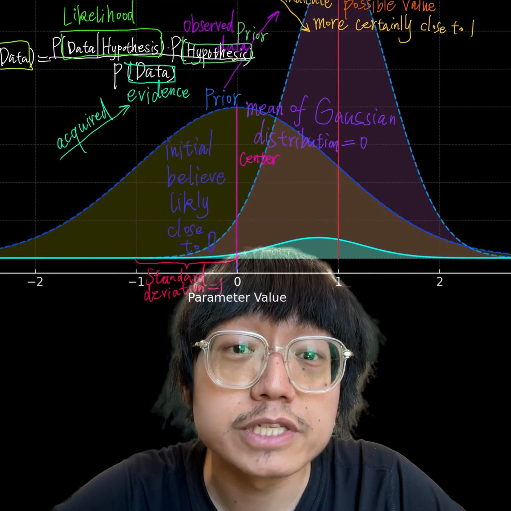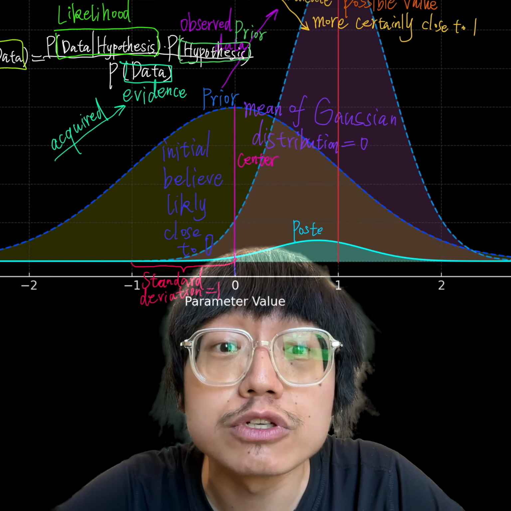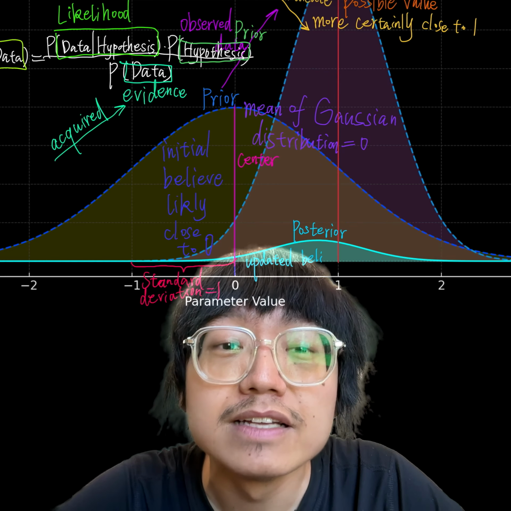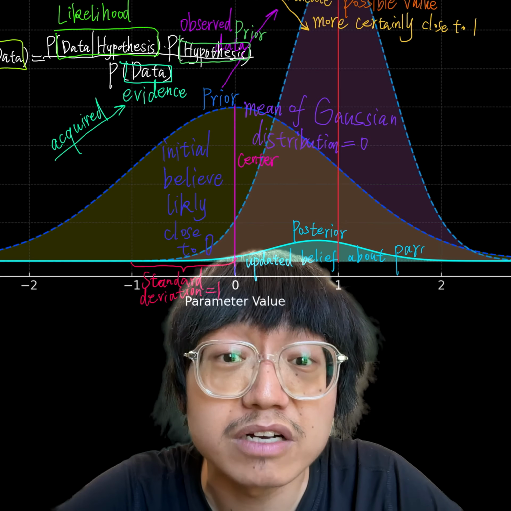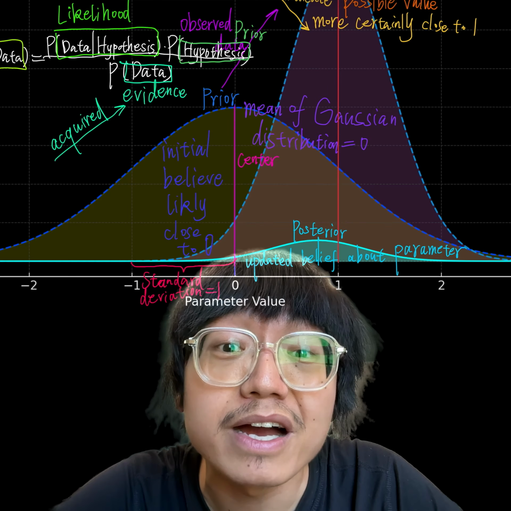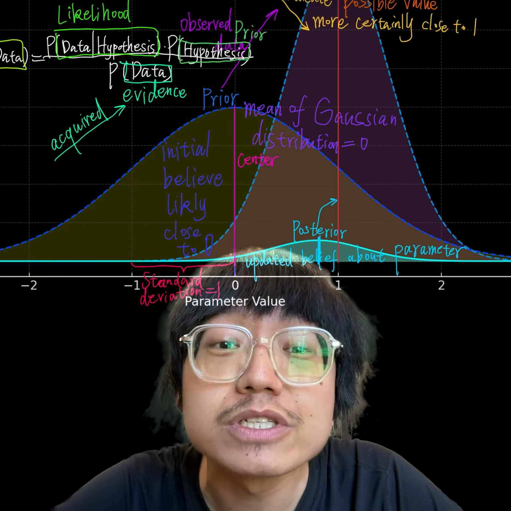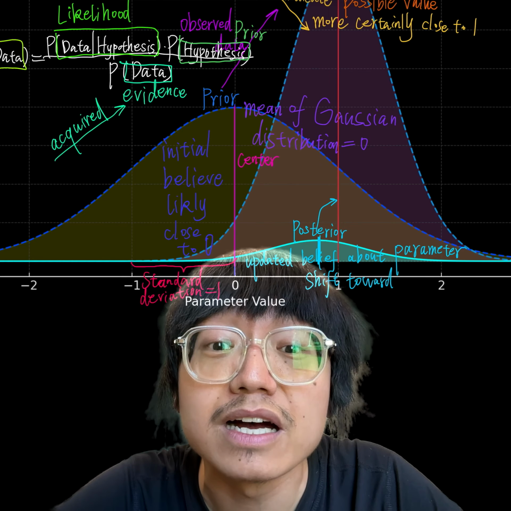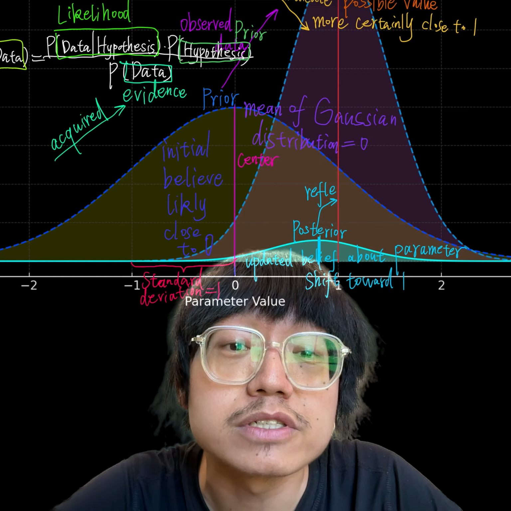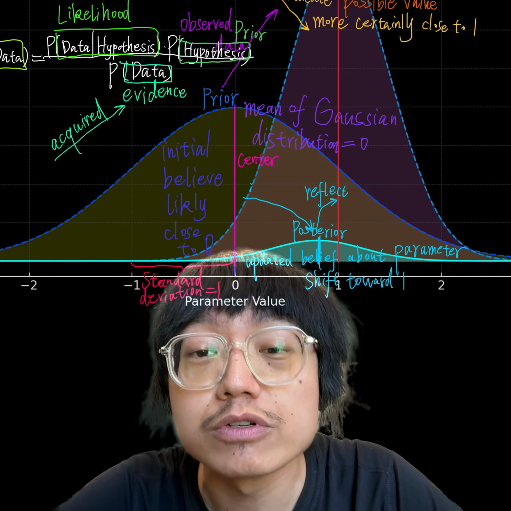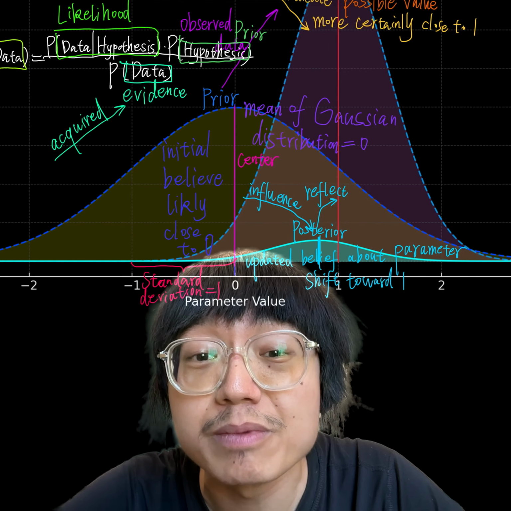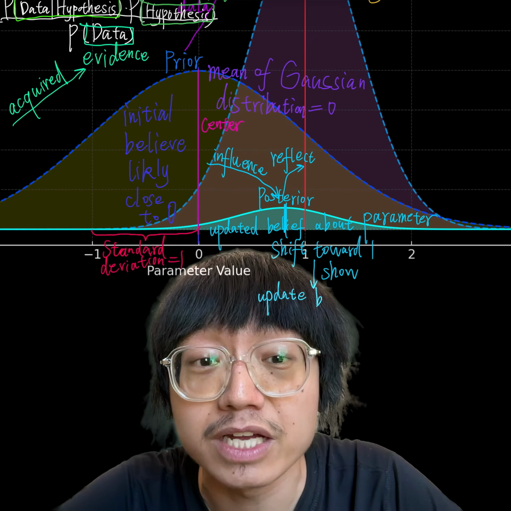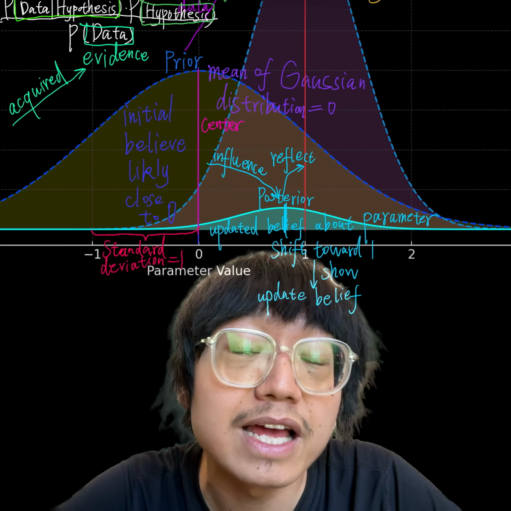The last one is the posterior, where we use Bayes' rule to update our belief about the parameter after we observe the data. The posterior distribution is the result of applying Bayes' rule, which combines the prior and the likelihood, giving us an updated belief about the parameter after we consider the observed data. So the posterior is shifted toward 1, reflecting the data, but still influenced by the prior, showing that our updated belief takes into account both prior information and the new data.